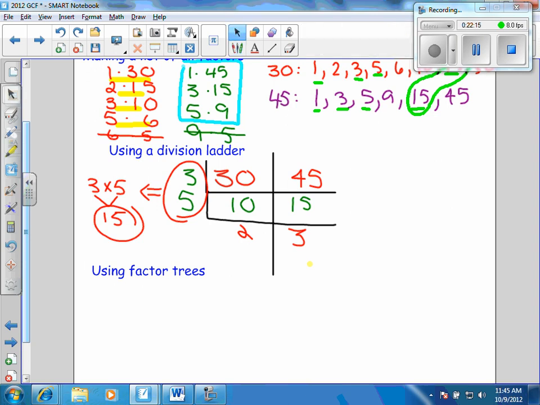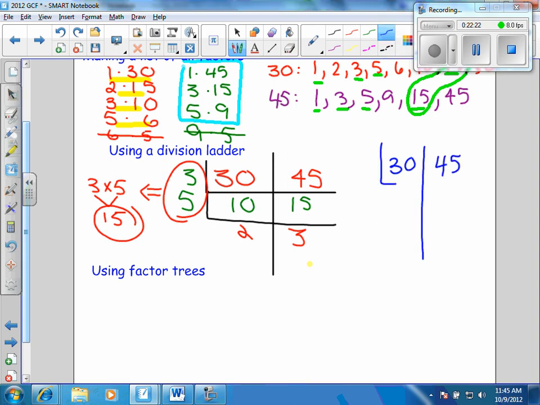One thing I wanted to tell you guys is you could do division ladders differently and get the same answer. Like, what if somebody said, well, I thought 5 went into both? Yeah, 5 goes into 30 how many times? 6. And 5 goes into 45? 9. And now, what goes into 6 and 9? 3. 6 divided by 3 is 2. 9 divided by 3 is 3. So here's your GCF. 5 times 3 is still 15. So you don't have to do the division ladder the exact same way.